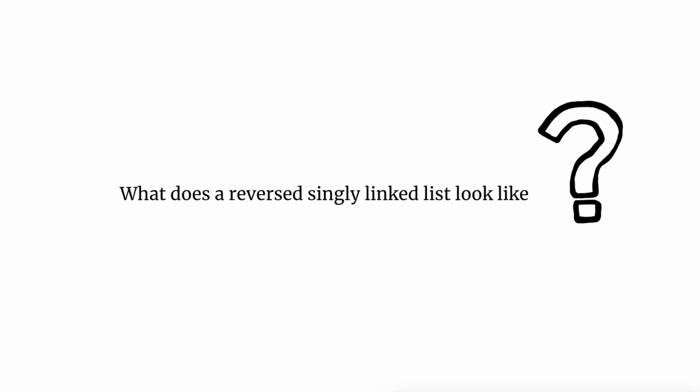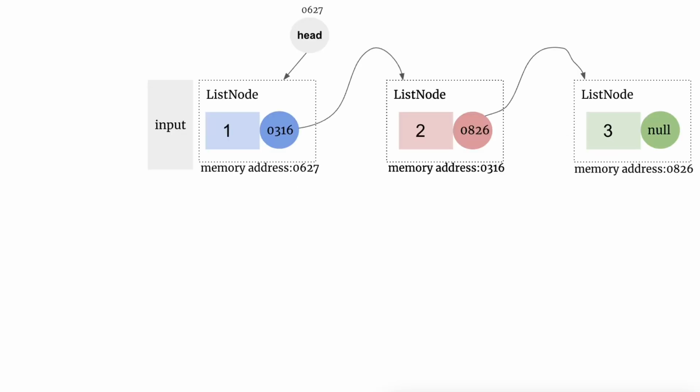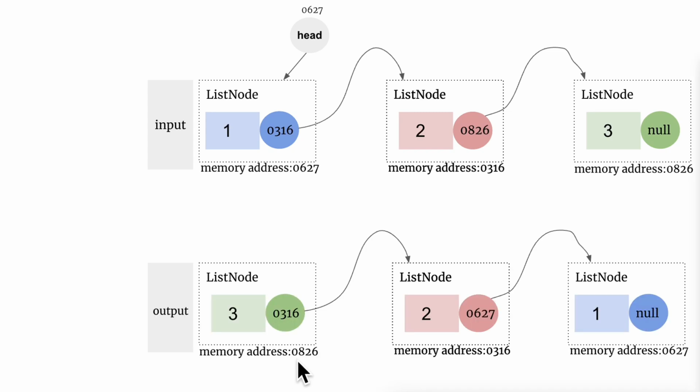What does a reversed single linked list look like? As we mentioned, this is what a single linked list looks like. This is what a reversed single linked list looks like as an output. After reversing the given single linked list, the position of each node and its next reference have changed. As required, we should return the head reference of the reversed linked list.